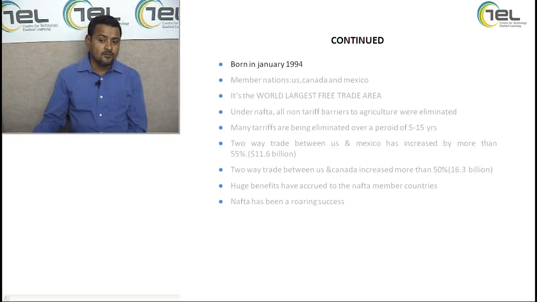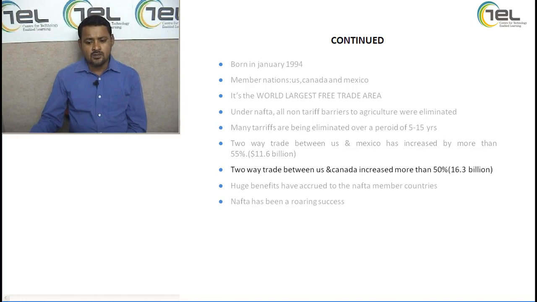Born in January 1994, with three members, the United States, Canada and Mexico, it is the world's largest free trade area. Under NAFTA, all non-tariff barriers to agriculture were eliminated immediately. Many tariffs were eliminated over a period of 5 to 15 years, from 1994 till 2009. Two-way trade between the US and Mexico increased by more than 55%. Two-way trade between Canada and the USA increased by 50%. It reached 16.3 billion from almost 11 point some billion within the period of 1994 till 2003. NAFTA has become a roaring success.